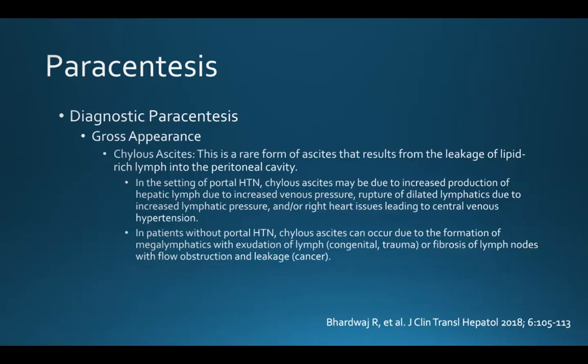venous pressure, rupture of dilated lymphatics due to increased lymphatic pressure, and potentially right heart issues leading to central venous hypertension. In patients without portal hypertension, chylous ascites can occur due to the formation of megalymphatics with exudation of lymph, or fibrosis of lymph nodes with flow obstruction and leakage in the setting of cancer.